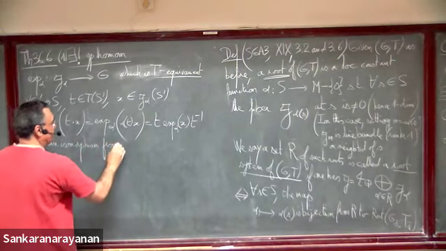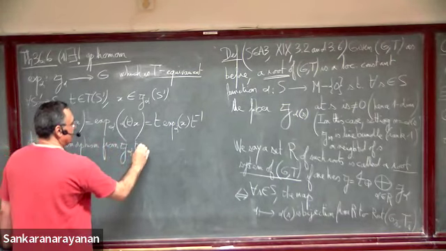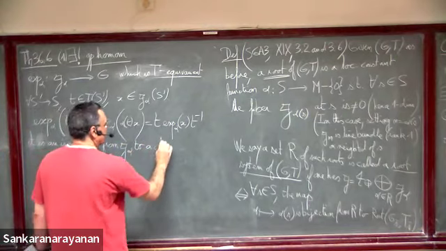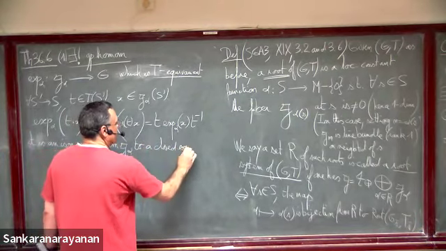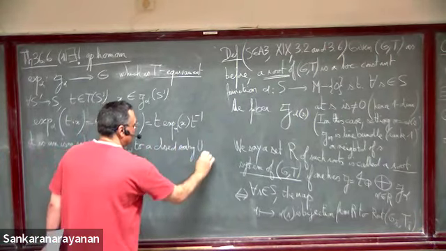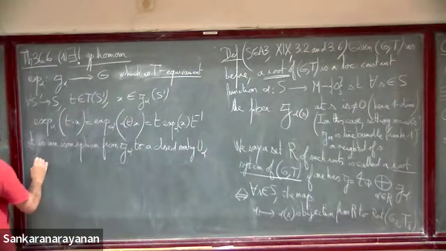from G alpha to a closed subgroup U alpha of G alpha.